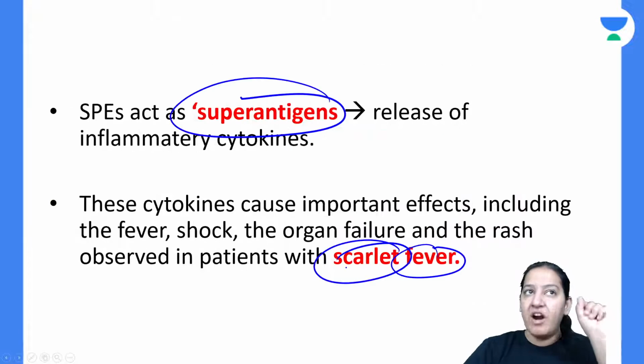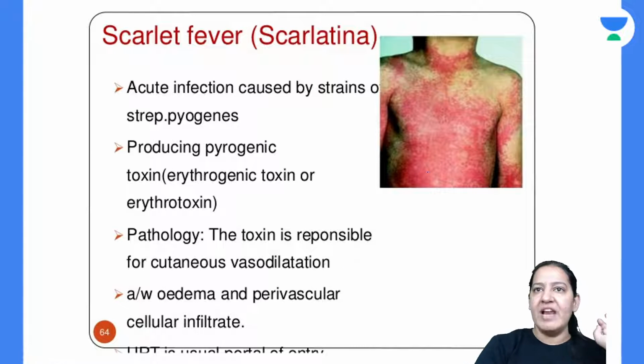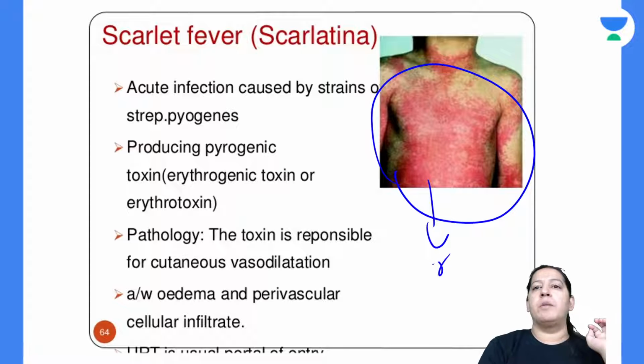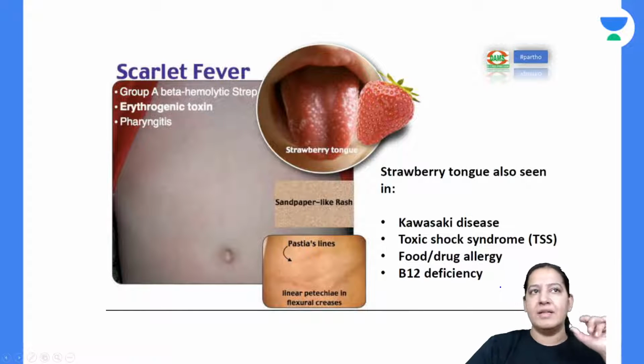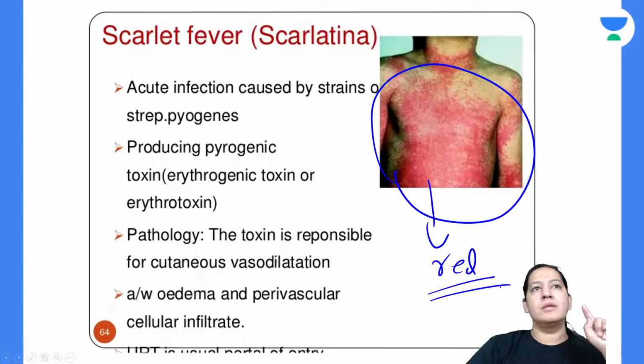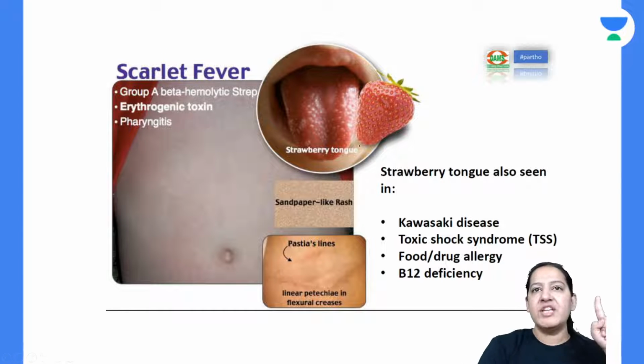As I told you, the word pyro means fever, right? They will cause a fever and the person will have a red rash throughout the body. That is known as scarlet fever. It is produced by these toxins. In scarlet fever, the patient also has strawberry tongue.